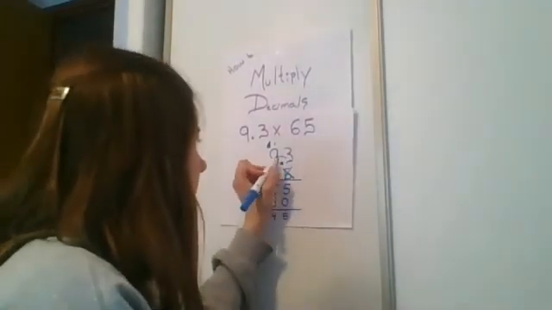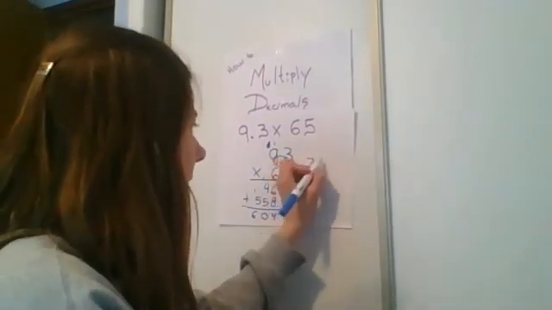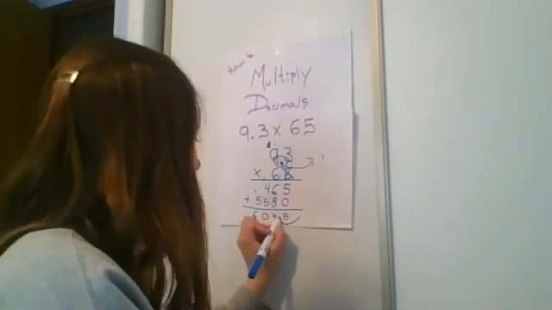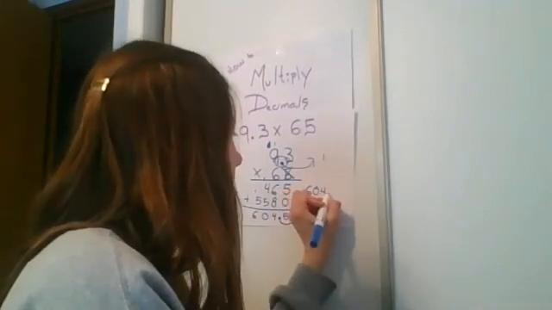So remember, pretend the decimal's a doggy. And it has to run away to the end of the number. So it ran away 1 spot. So now when its owner calls it back, it has to run back in 1 spot. So now my final answer is 604.5.